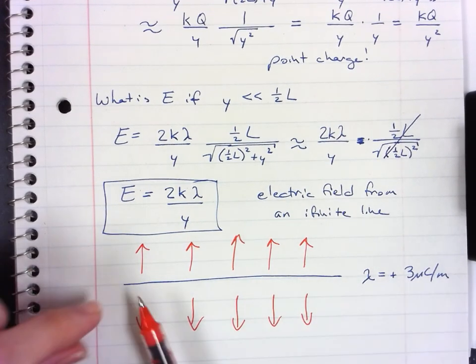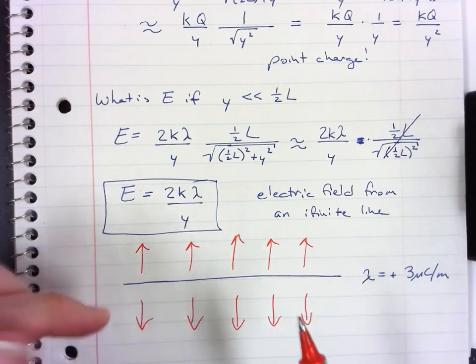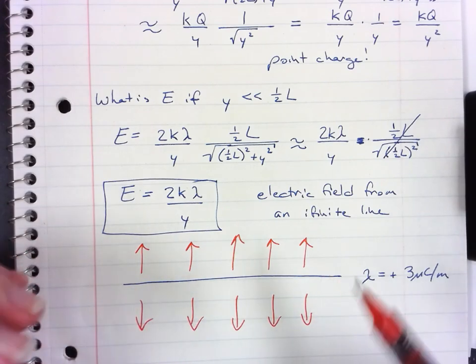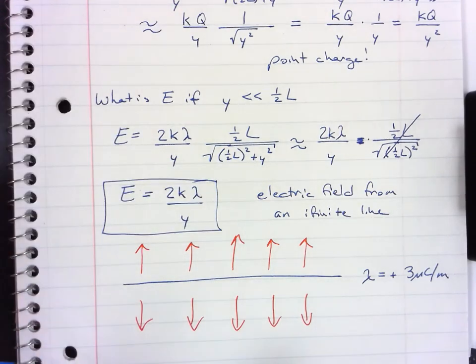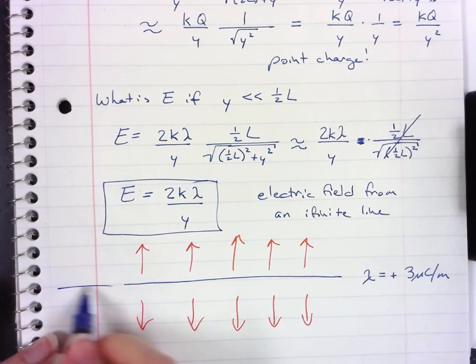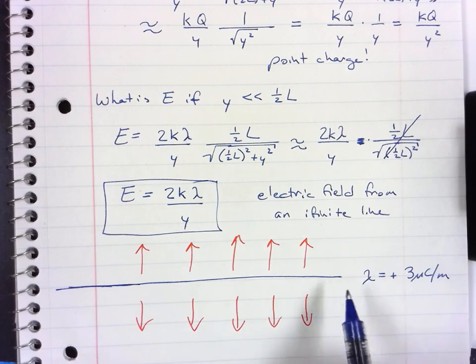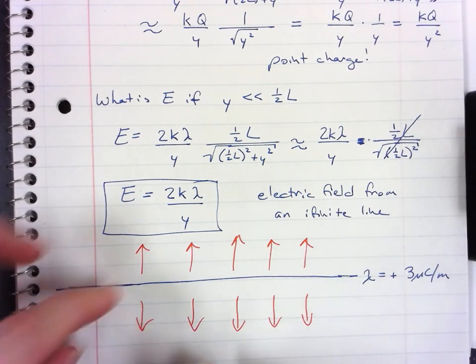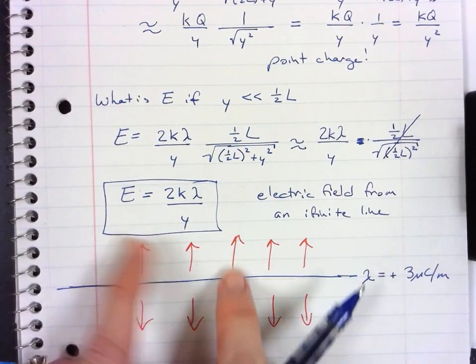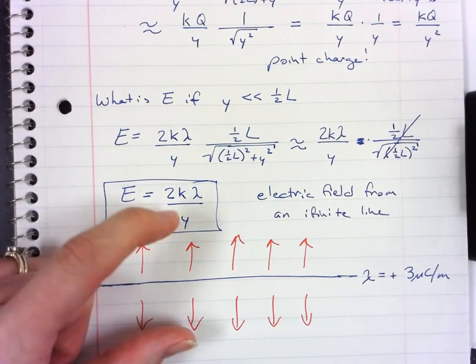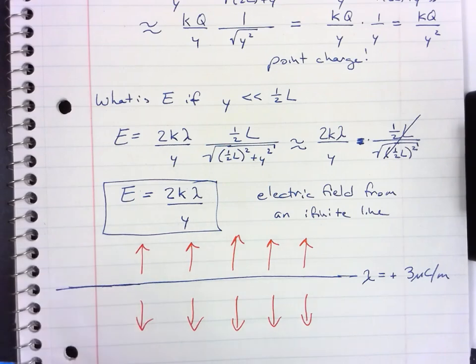So what I can't draw here is out of the paper, up, and into the paper, down. So really, these are like spokes on a wheel, pointing out at all of these points. And we need to make this even longer so that these make sense. When you get close to the ends, it starts curving. But if you're far from the ends, the electric field is straight out, and it only depends on the distance away from the line. So that's part one of this video.